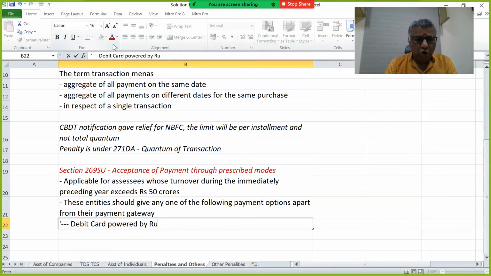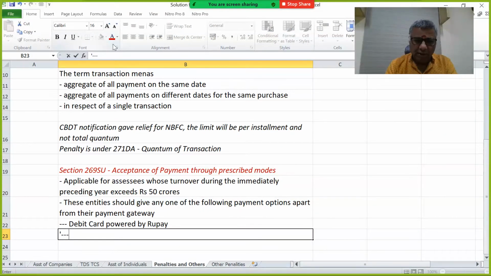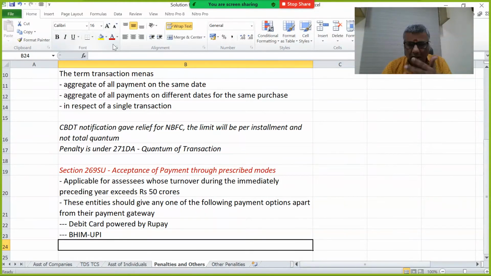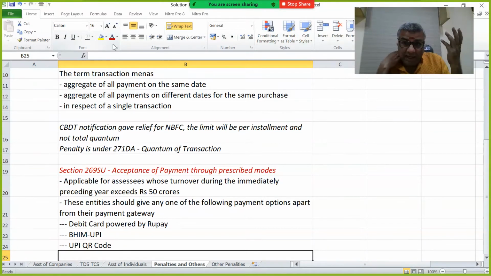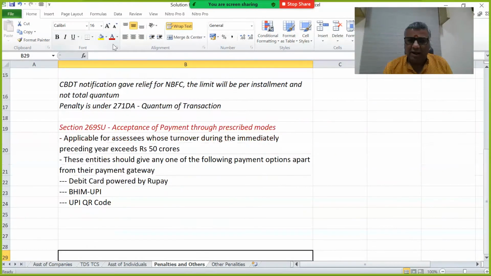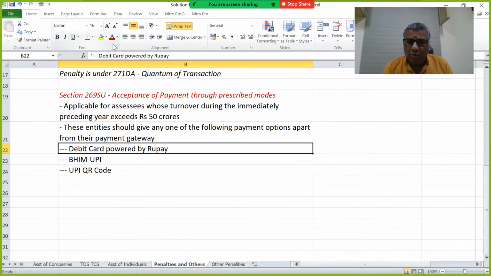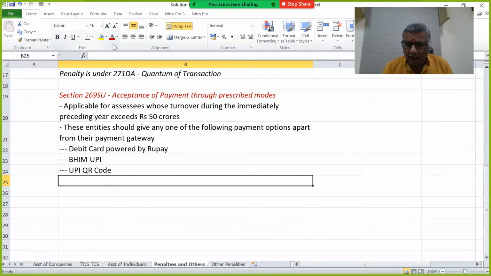powered by RuPay. These are more of government. UPI Beam, it's actually BHIM UPI. BHIM UPI, that is Unified Payment Interface, or UPI QR code. Apart from that, they might have their own Razorpay or any other payment. If their turnover exceeds 50 crores, they are supposed to have this.